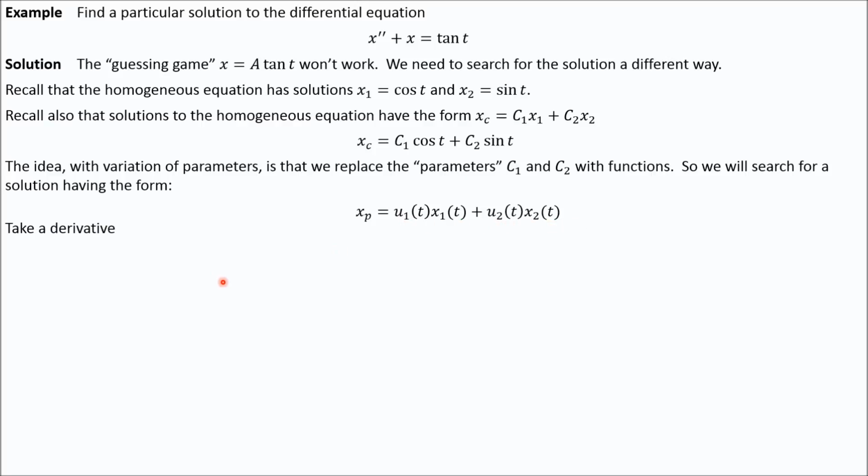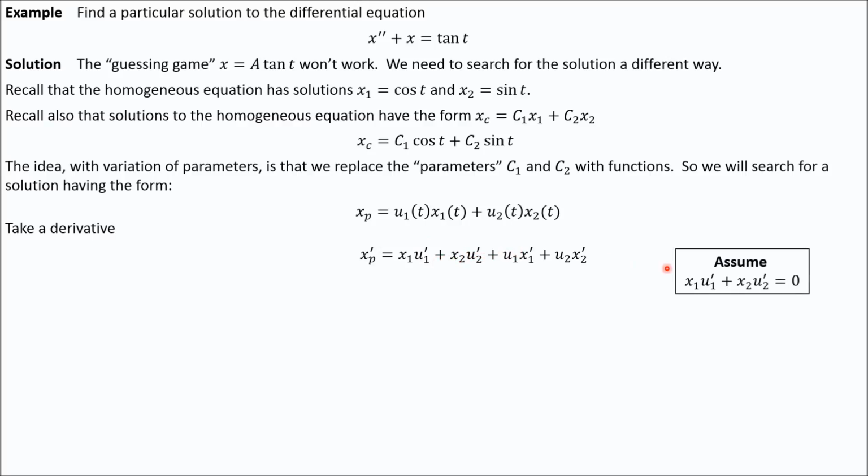Now we're going to try plugging this into the differential equation. We get this just from the product rule. I'm just omitting the t's now, but it's understood that all of these things are functions of t. And then if we make this sort of strange assumption that x1 u1 prime plus x2 u2 prime equals 0, if we just assume that for the moment, then these terms go away, and we're left with this for our first derivative.